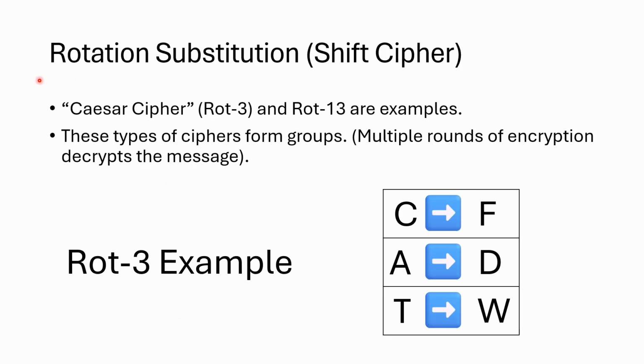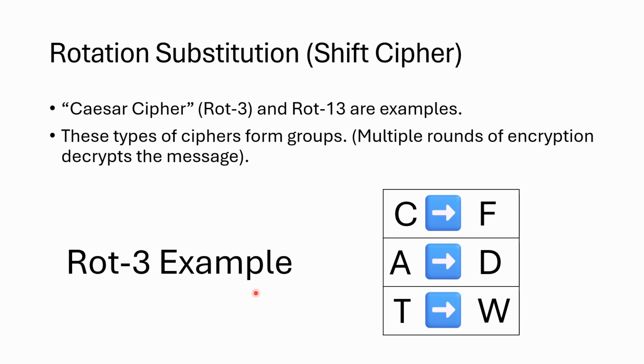Now here's a go-to simple example. We have a rotation substitution cipher, sometimes called a shift cipher. Within that category, you have the Caesar cipher, which is also referred to as ROT3, and you have ROT13. And these types of ciphers form groups, so multiple encryptions will cause a decryption. ROT13 is rotating through the alphabet 13 spots, and the English alphabet is 26 letters. So if you encrypt and then decrypt, you're going to end up back at the same spot.